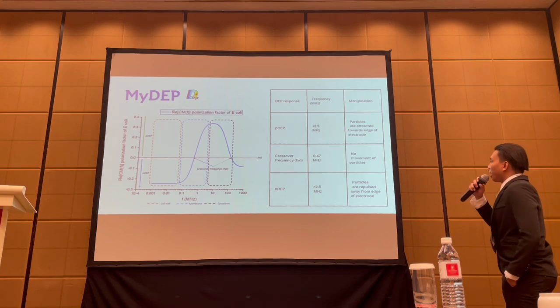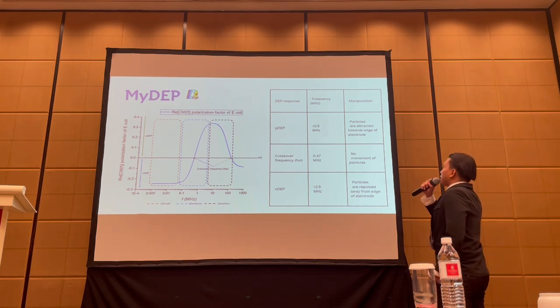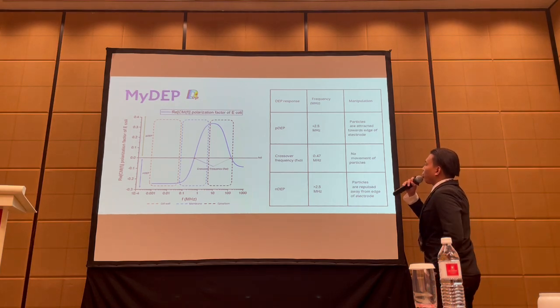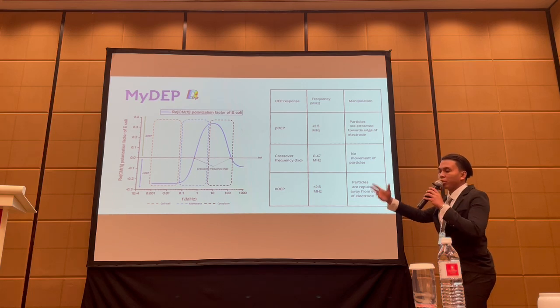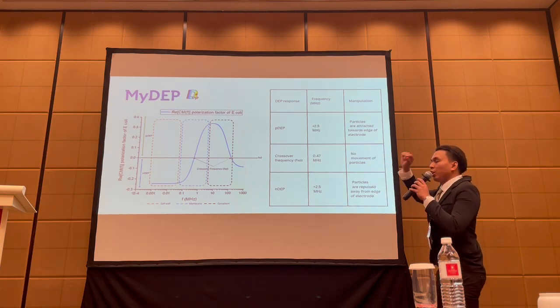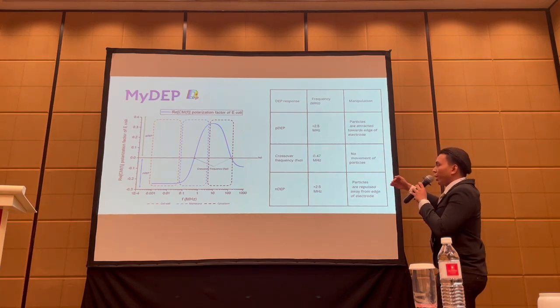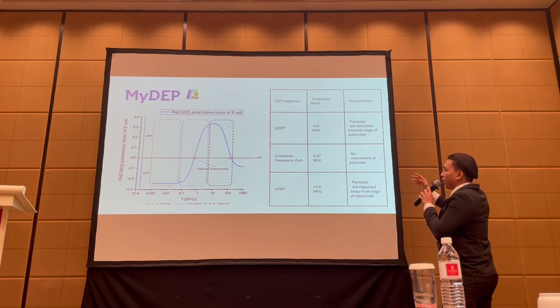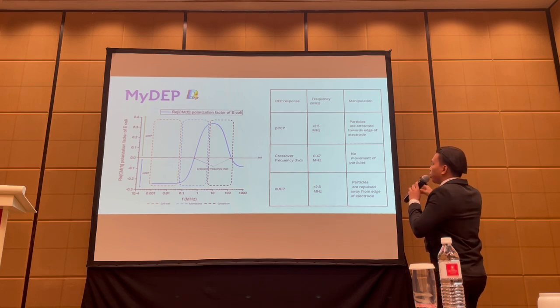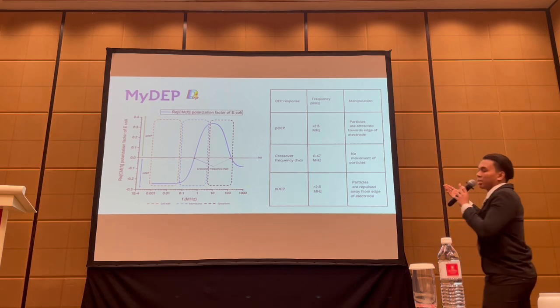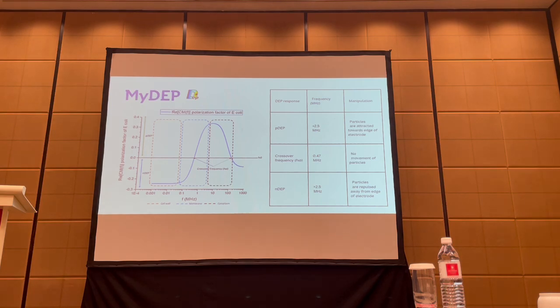So this is our MyDEP simulation. We explain that the polarization factor of E. coli is based on the most outside, which is the cell wall first, then go to the inside, which is the cell membrane, and then go to the inside, which is the cytoplasm. And during the MyDEP simulation, we got 0.47 MHz, which means no movement of the particle.